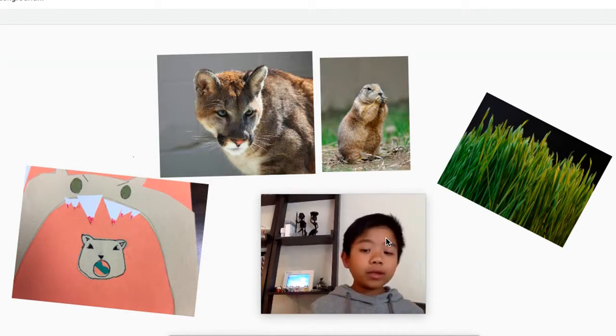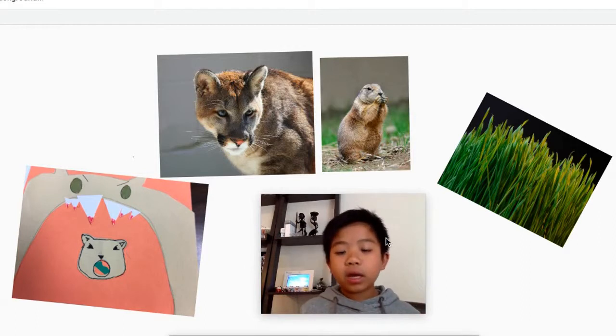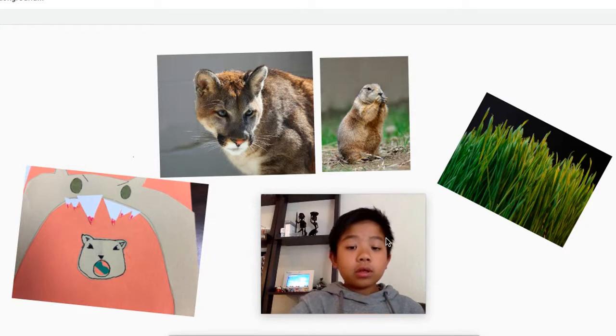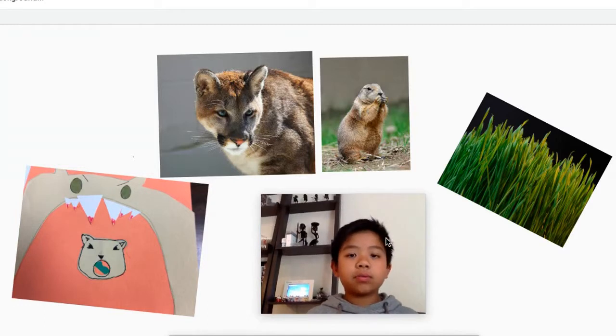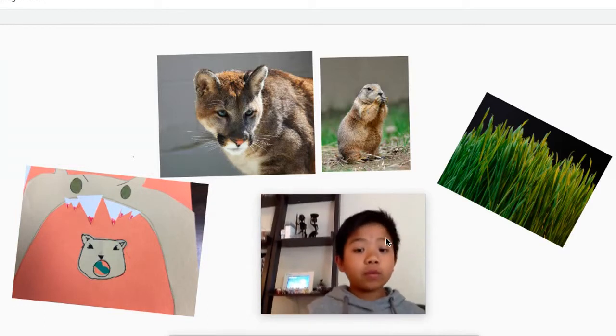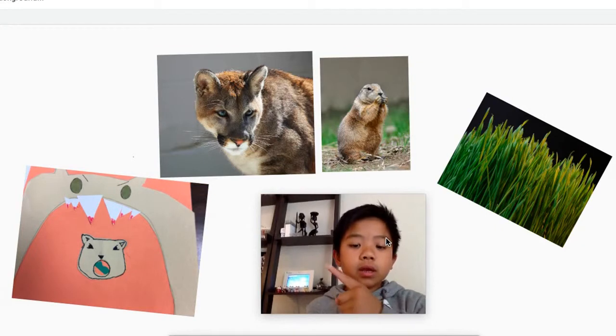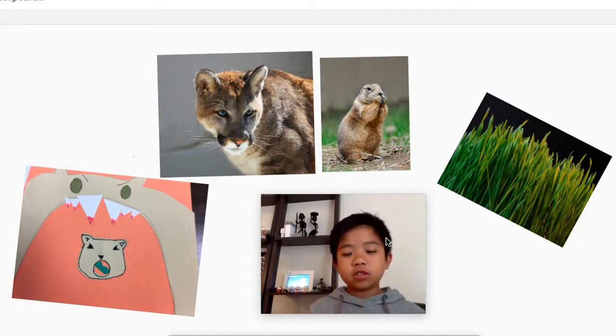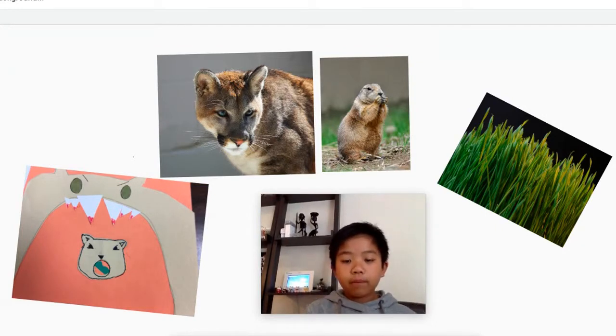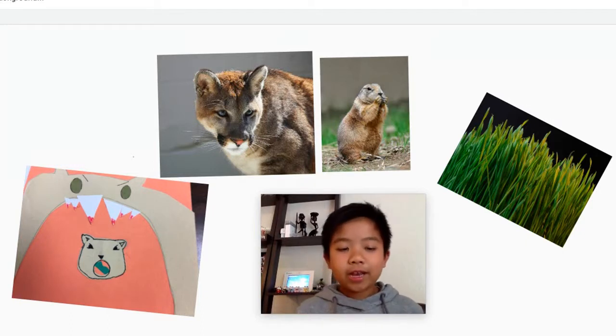What if another animal eats all the grass? Then that will affect the prairie dog, since there would be no more food and they could possibly all die out, which means the mountain lion has less food. Of course it has more food to eat on, but that is just a small food chain.